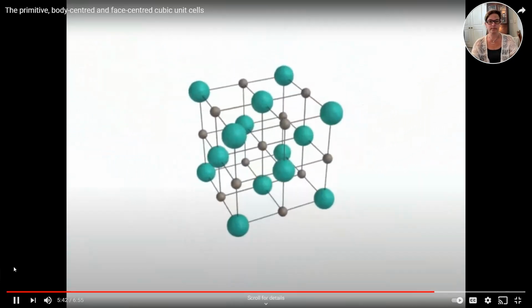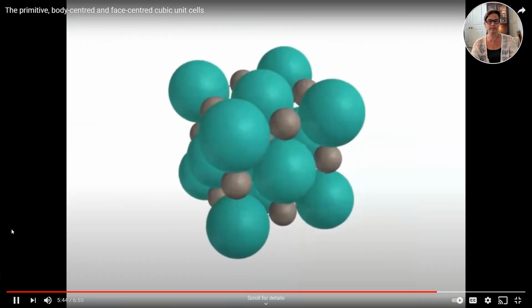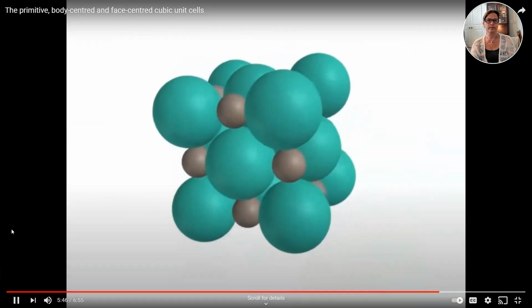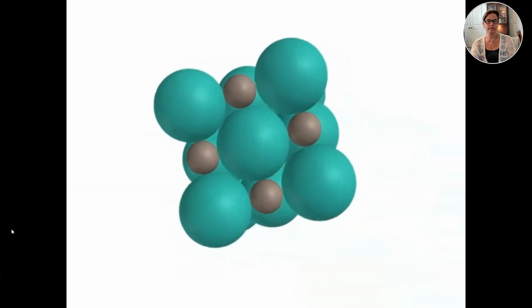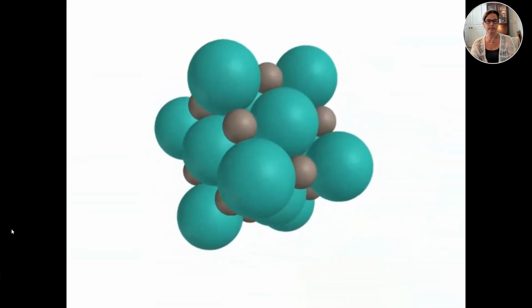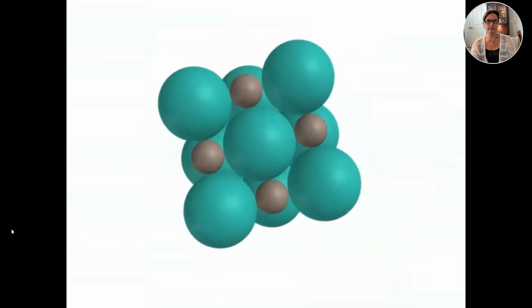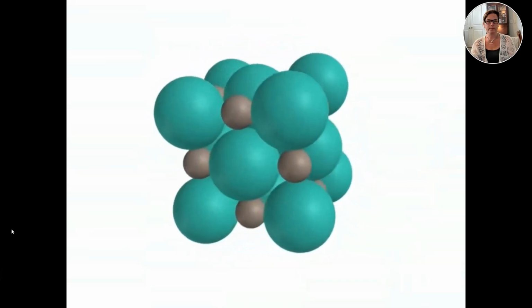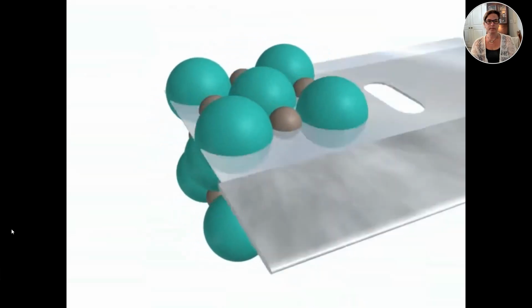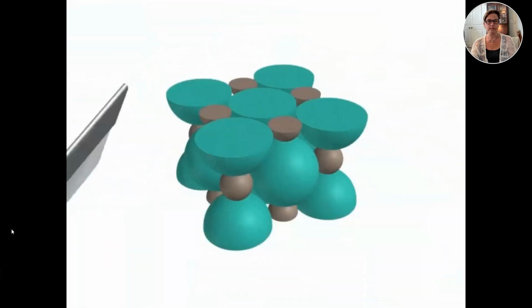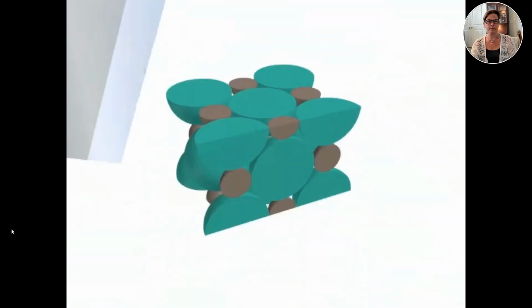Sodium chloride adopts the sodium chloride or rock salt structure, as do many other alkali halides, alkaline earth oxides and sulfides, and other ionic compounds. Picture separate face-centered cubic arrays of chloride ions and sodium ions as they approach and interpenetrate each other.